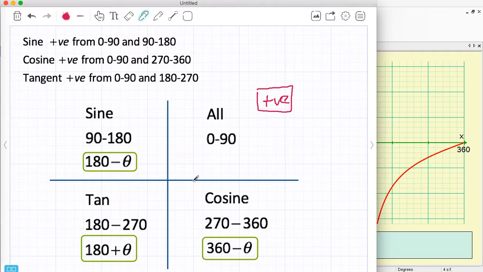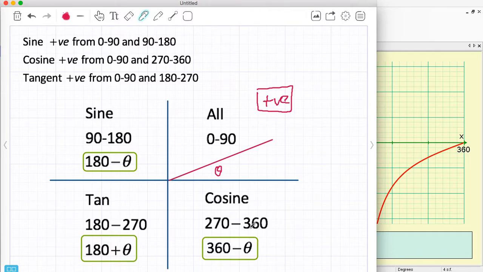Now, there's an extra bit here: we always measure from the blue line and we go anti-clockwise. So what I want to do here is just put an angle theta on here. If that's my angle, and I'm going to call that theta, it's measured from the blue line. To get the angle that corresponds in here, I'm always going to do 180 minus theta. To get the angle that corresponds in here, I'm going to get 180 plus theta. And to get the angle that corresponds in here, I'm going to get 360 minus theta.